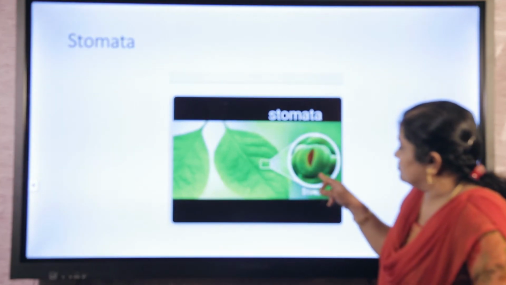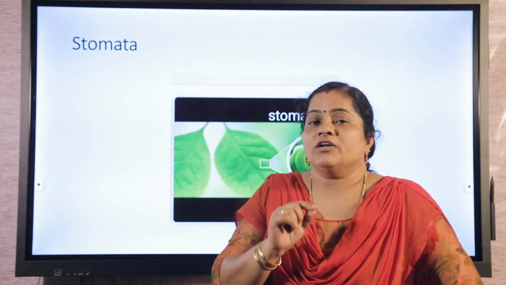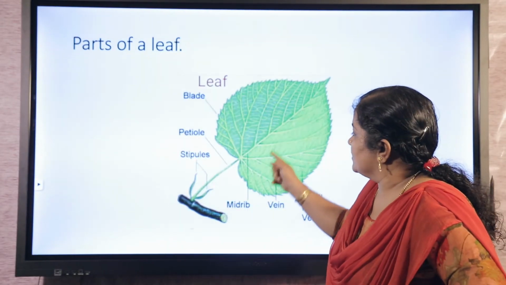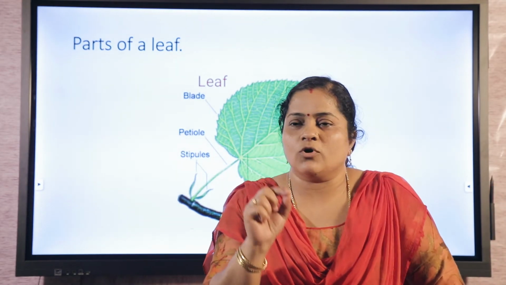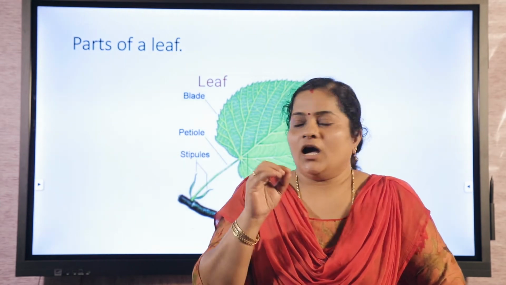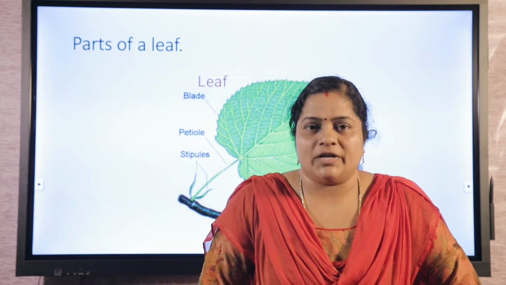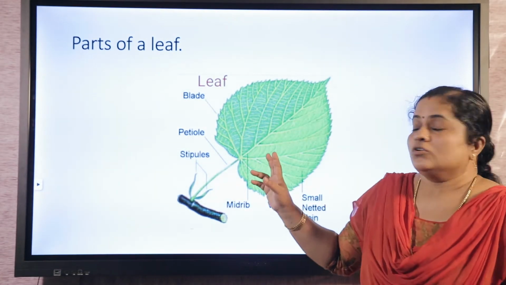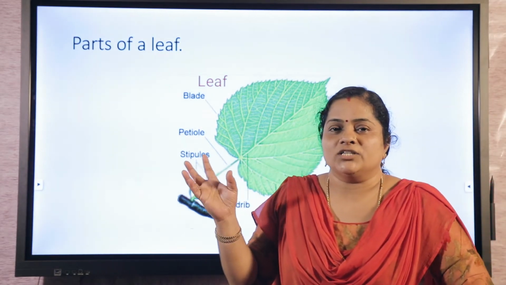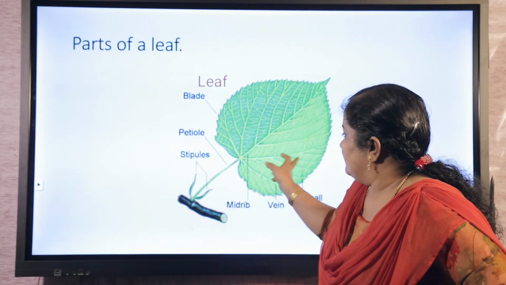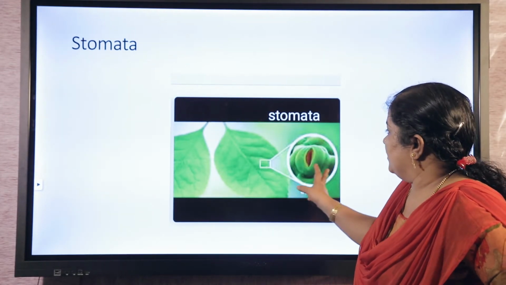Here you can see one small hole, that is called stomata. Where can we see this stomata? On the underside of the leaf. We can see the stomata. In these leaves we can see small tiny openings or holes on the underside of the leaf. That is called stomata. That you will study in higher classes, don't worry. So this stomata helps to exchange gases, releasing oxygen and taking in carbon dioxide. Okay, that I will say now. This is the stomata, on the underside of the leaf.